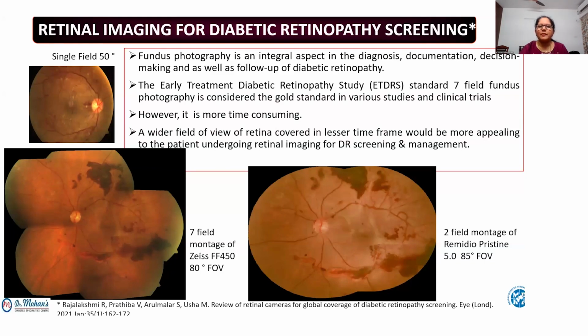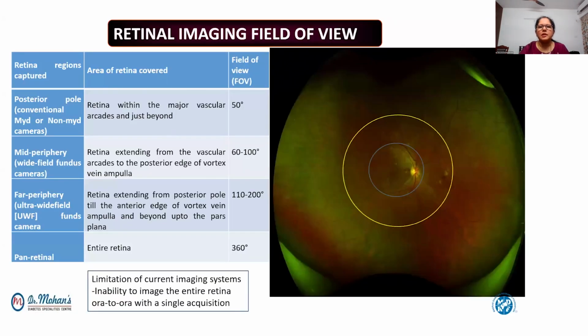If there is a possibility to have a wider view of the retina, covered in a lesser time frame, it would be more comfortable for the patient undergoing retinal imaging for routine DR screening as well as management. For instance, on this side you have a 2-field montage image, which would definitely take less time than a 7-field fundus photograph. Dr. Rajiv has already told us about the posterior pole: the conventional fundus photograph, with the mydriatic or non-mydriatic camera, just covers the center. This is covered by the wide field image or the ETDRS 7-field photograph.